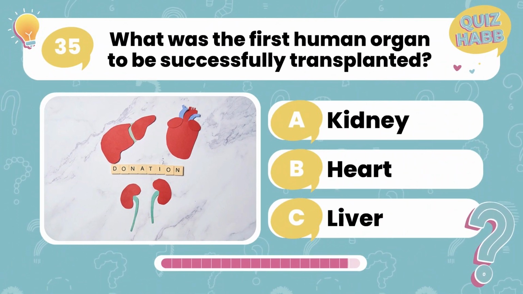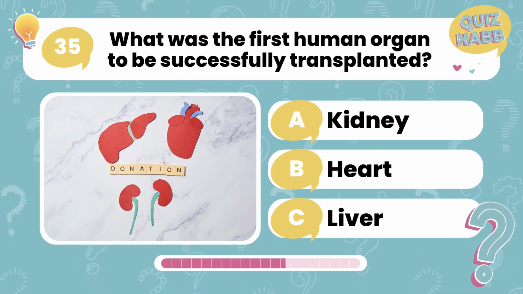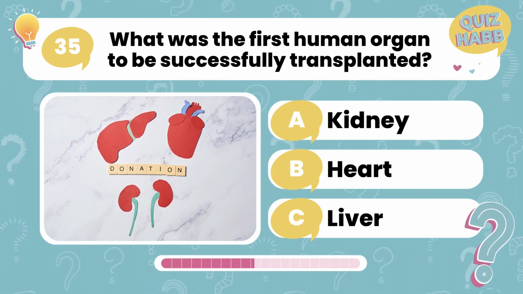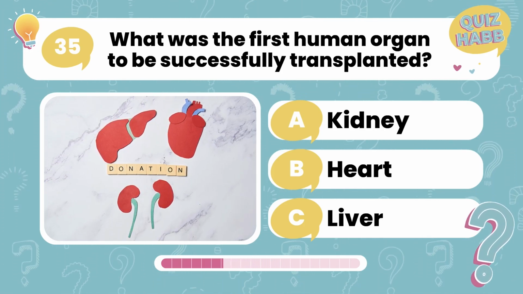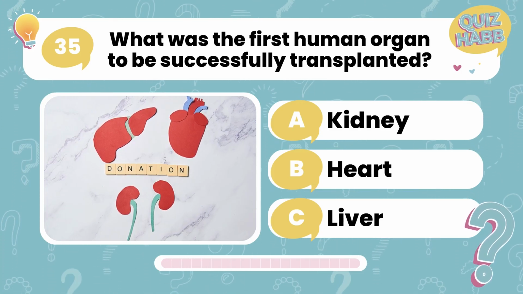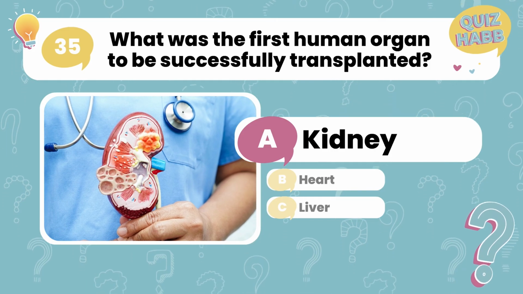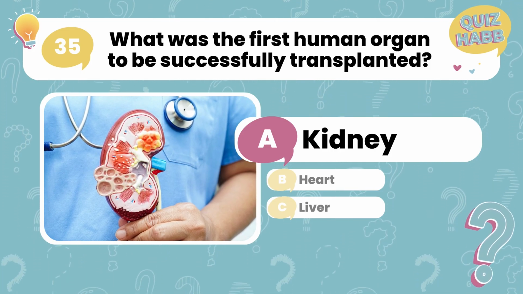What was the first human organ to be successfully transplanted? A. Kidney, B. Heart, C. Liver. Correct answer, kidney. The first successful transplant was in 1954.